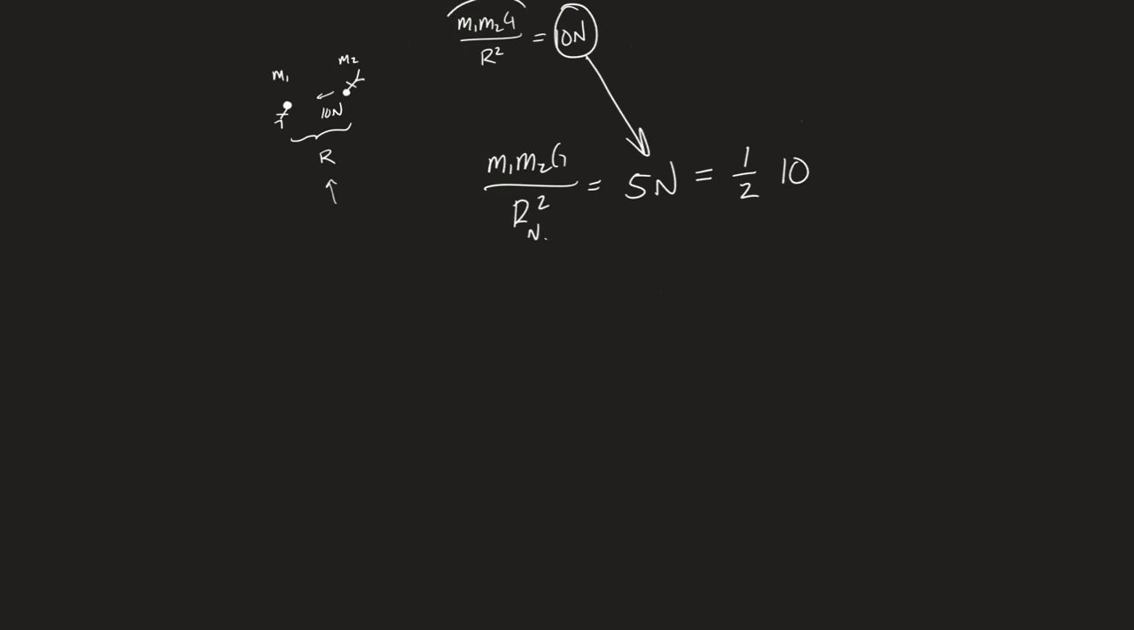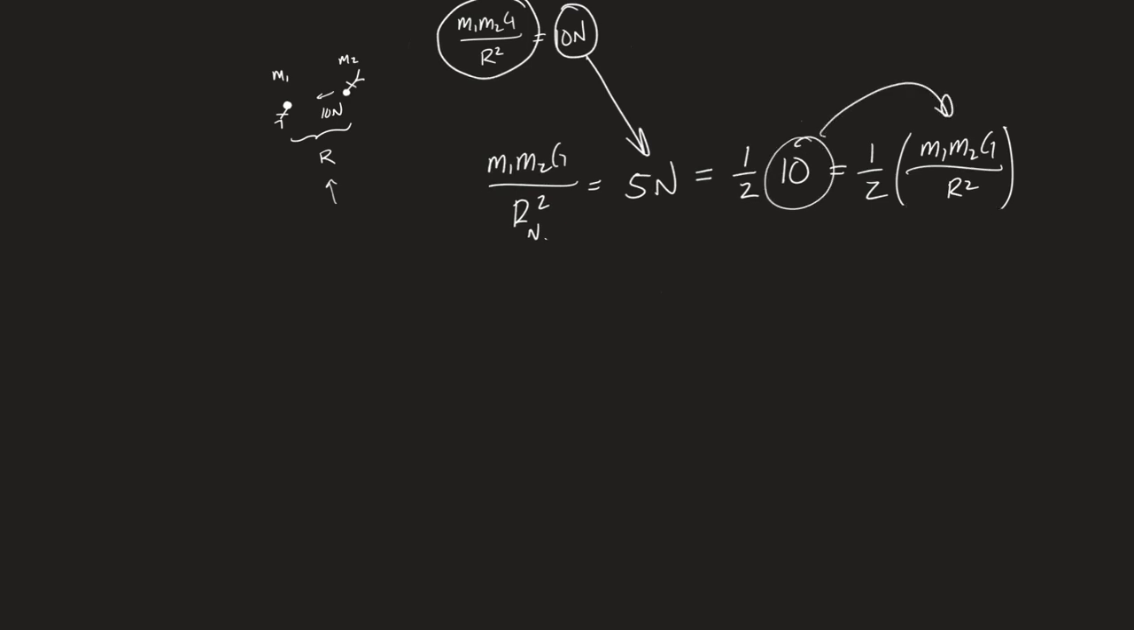But 10 is M1 M2 G over R squared. So sub in for 10 your original function. We're just kind of doing the same thing but in reverse. So replace 10 with the original function because that equals 10. Now, cut out the middlemen and set these two things equal to each other.